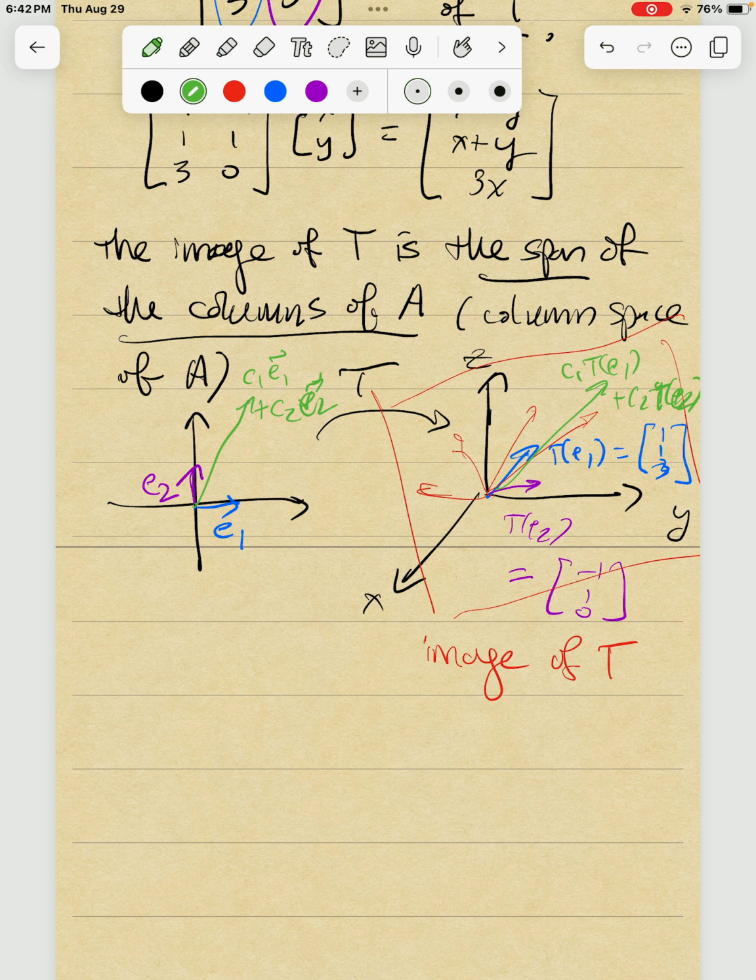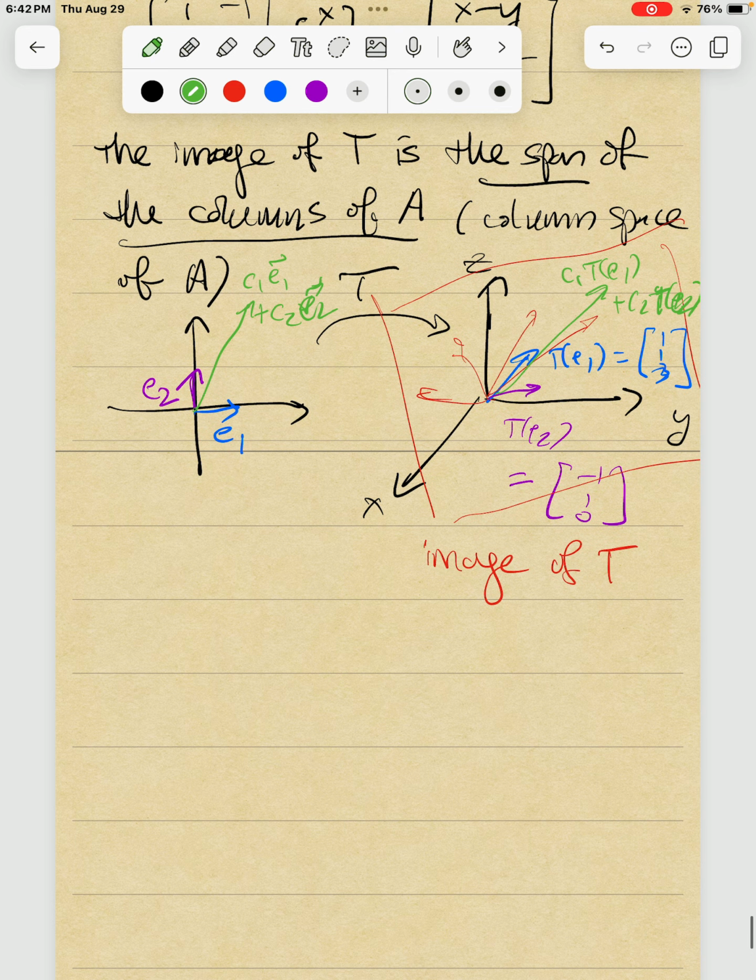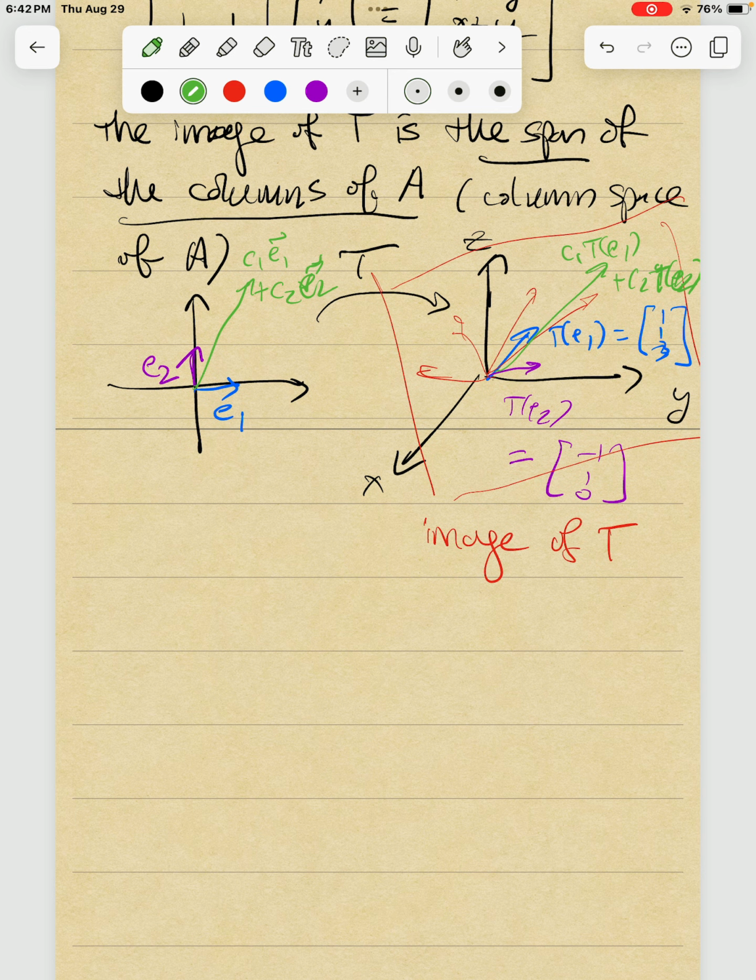Okay, and if you think about the span of these two vectors, the blue and the purple output vector, it's a plane. The span is a plane. And it's a plane through the origin. Okay, and the dimension, so I don't want to spend too much time going into this, but maybe I should explain anyway. So the image of T is an example of something called a subspace of R3.